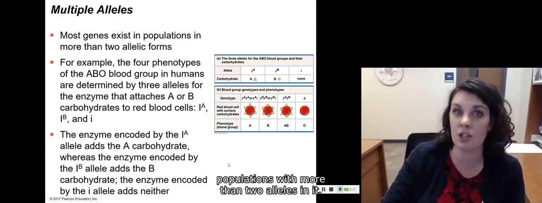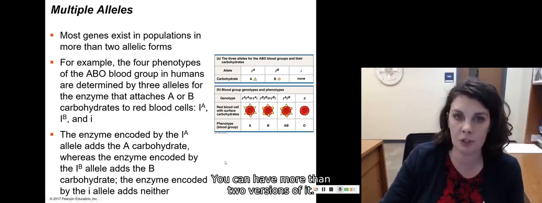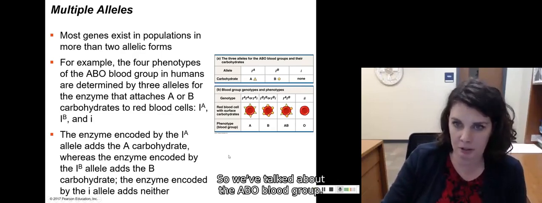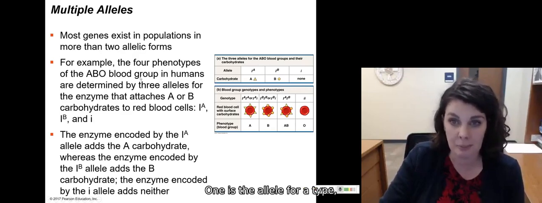Okay, and then multiple alleles. Most genes exist in populations with more than 2 alleles. You have more than 2 versions of it. So we've talked about the ABO blood group. We have 3 different alleles. One is the allele for A type.